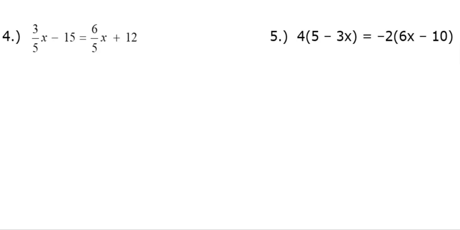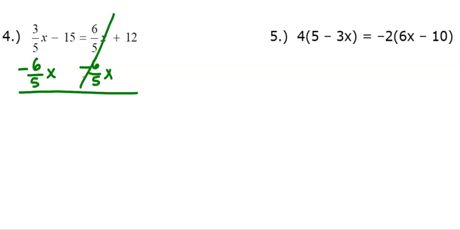Number 4. I have x's on both sides, so it doesn't actually matter which x I subtract, but I like my x's on the left. So I'm going to subtract here, and luckily for me they have common denominators. So 3 minus 6 is negative 3, and the denominator stays the same. Now I'm going to add 15 to both sides.